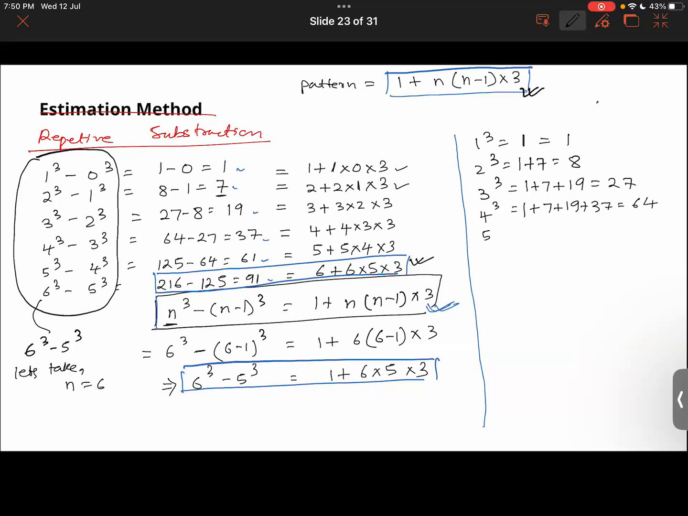Or what about 5 cube? Can I not write it like this? 1 plus 7 plus 19 plus 37 plus 61, and see if it gives you 125 or not. Okay, so what do we observe here, guys? Do tell me what pattern is being followed here. Sir, if we subtract the cubes, we get those numbers which we added.